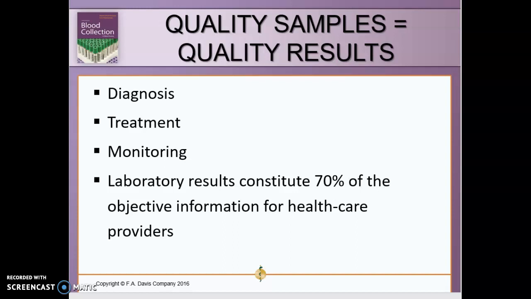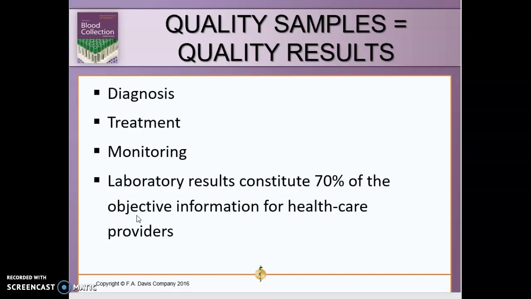One other thing that we're going to talk about is the statement here that laboratory results constitute 70% of the objective information for healthcare providers. That is 70%. That is over half of the information that we are basing the diagnosis on. So when we see the word objective here, I want you guys to know the difference in objective and subjective.